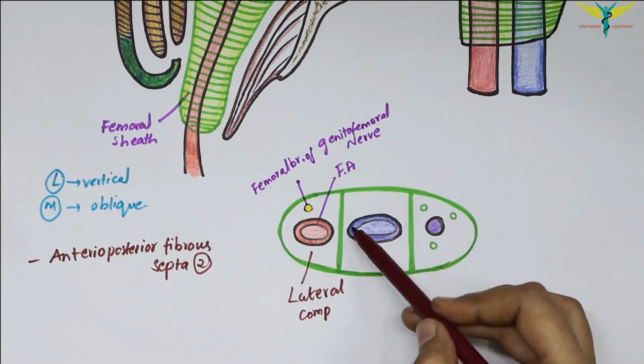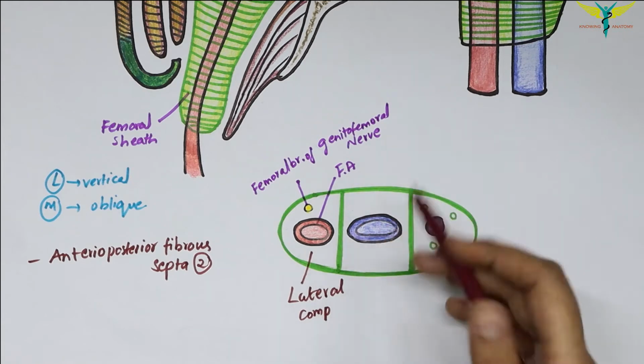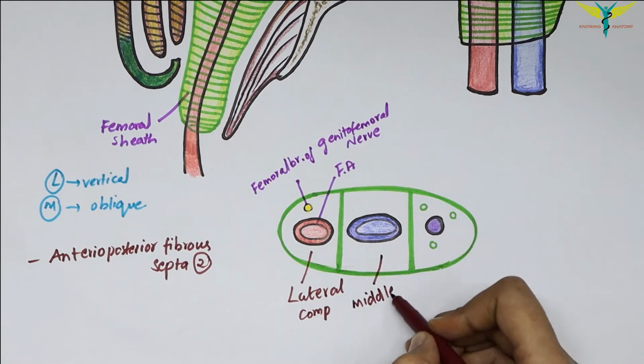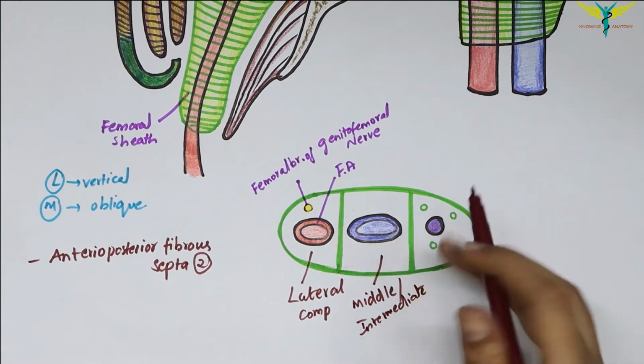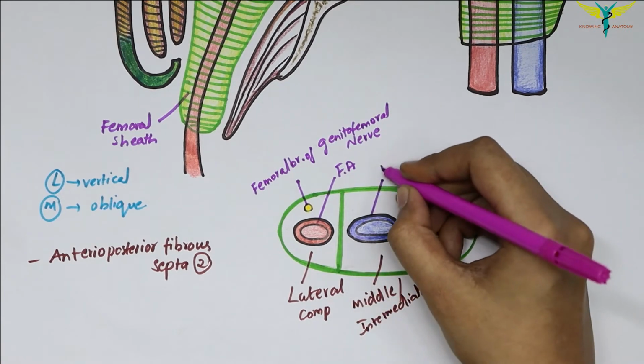And this is the middle compartment, and it is also called the intermediate compartment. And this middle compartment contains the femoral vein. This is the femoral vein.